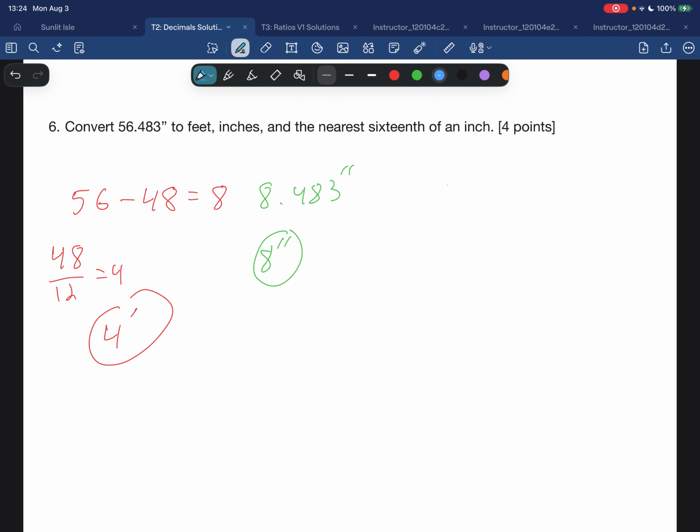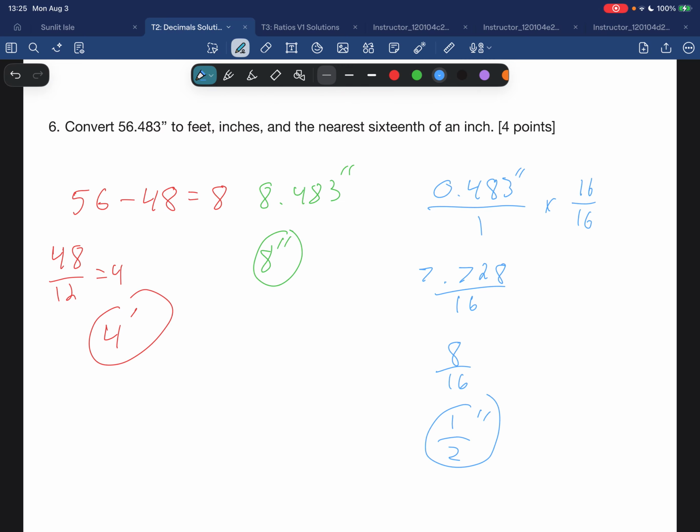And now I'm going to take just the leftover decimal, 0.483 inches, and I'm going to convert this to the nearest 16th of an inch. So the exact same thing as the question above. Multiply this by 16 over 16. We are going to get 7.728 over 16. Based off our rounding rules, this rounds up to 8/16. And this is a fraction that we can reduce. So this will reduce to 1/2 of an inch.